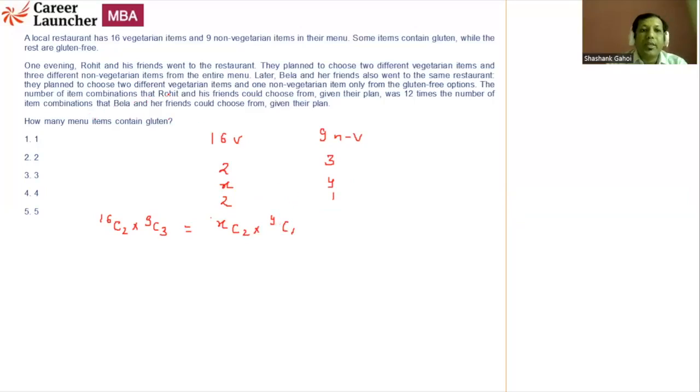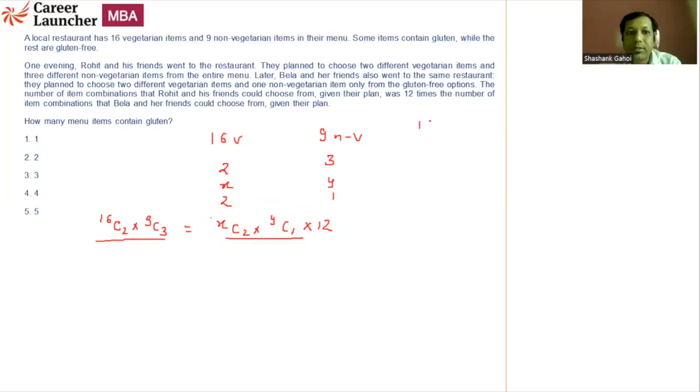The number of combinations that Rohit and his friends could choose from, given their plan, was 12 times the number of item combinations that Bella and her friends could choose from. Okay, so this is the selection for Rohit, this is the selection for Bella, and the selection of Rohit is 12 times the selection of Bella. How many menu items contain gluten? And X and Y are gluten-free.